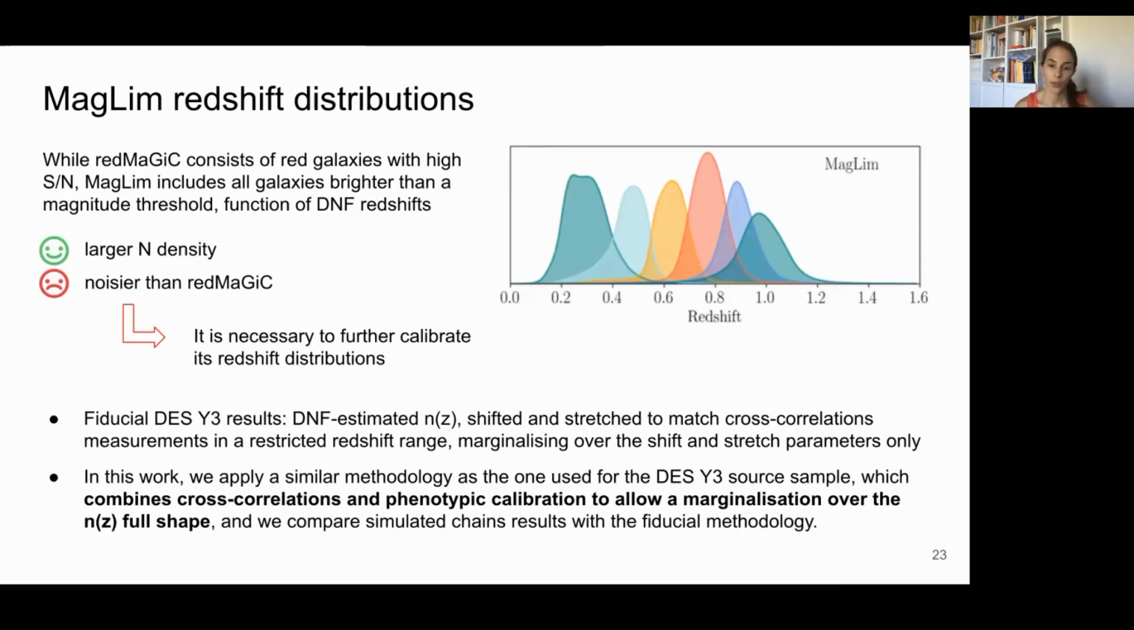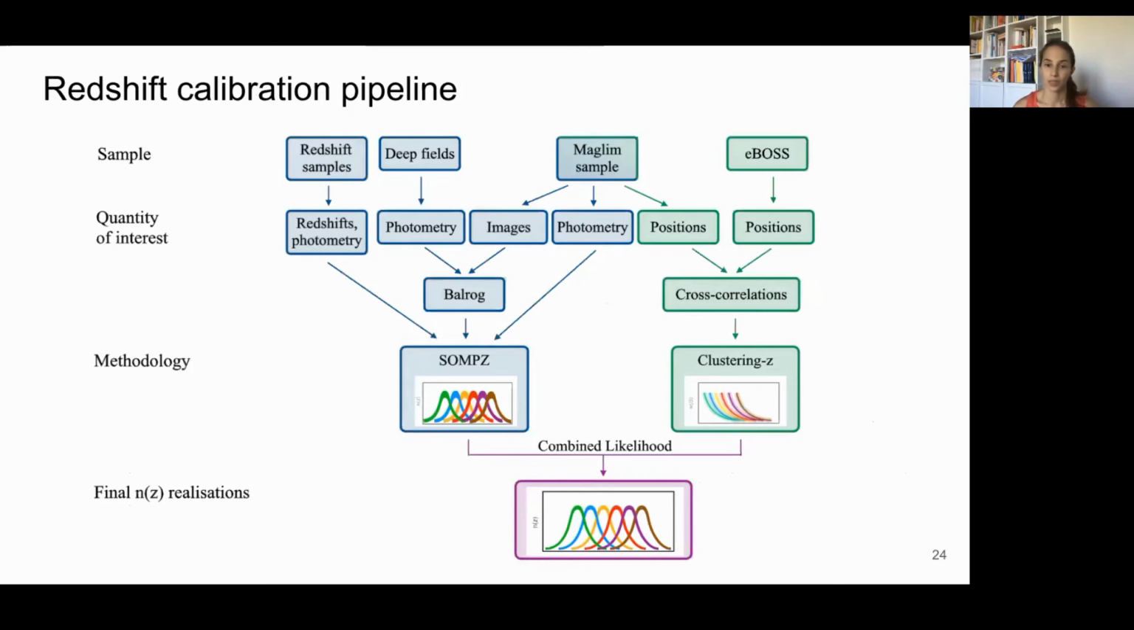In this work, we want to apply a similar methodology to the one used for the source sample by combining cross-correlation and photometric calibration to allow a marginalization over the full shape, as opposed to only on the shift and stretch parameters. So this is our pipeline, and we will start with SOMPZ.